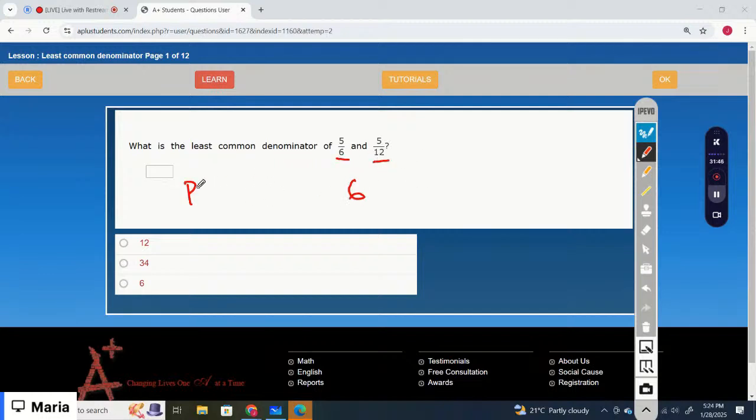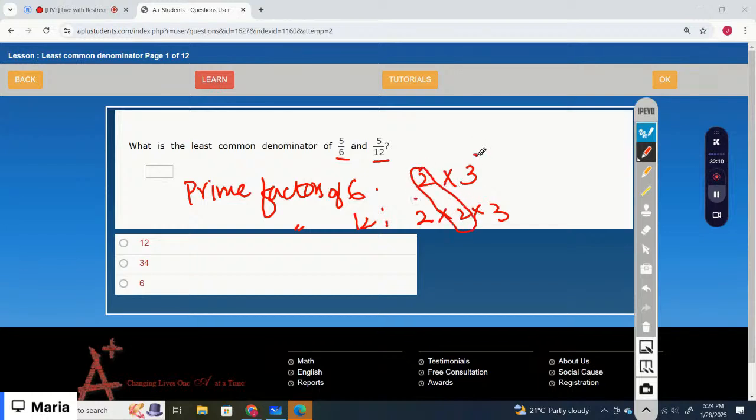Let's just write down the prime factors of 6 and 12, right? The prime factors of 6 are 2 times 3. The prime factors of 12 are 2 times 2 times 3. You have to look for the common multiples. 2 is a common multiple and 3 is a common multiple. So the least common denominator is 2 times 3, that is 6.